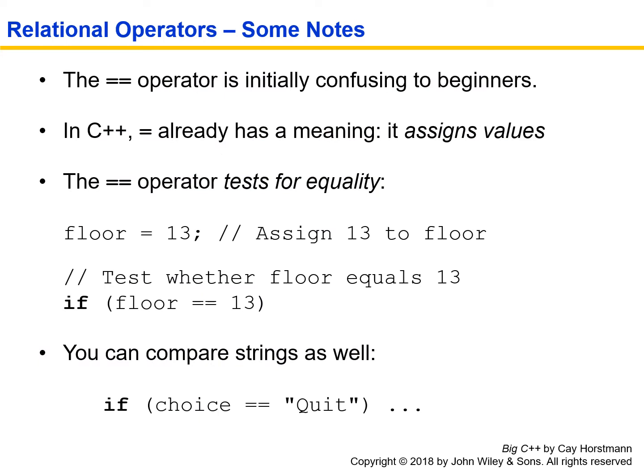Okay. A brief aside about the equals equals operator. It's initially confusing to beginners because in C++, single equals already has a meaning. That is, it assigns values. If I say floor = 13, I'm not asking is floor 13, I'm assigning the number 13 to the variable floor. If I want to test whether floor equals 13, I have to say floor == 13.